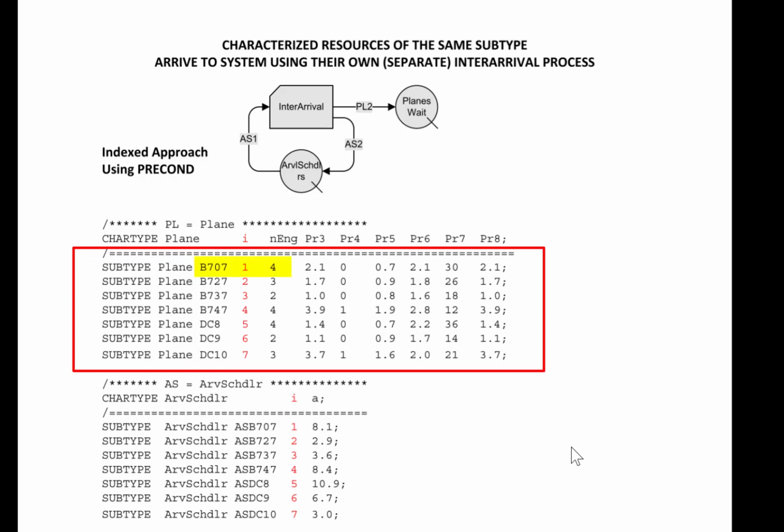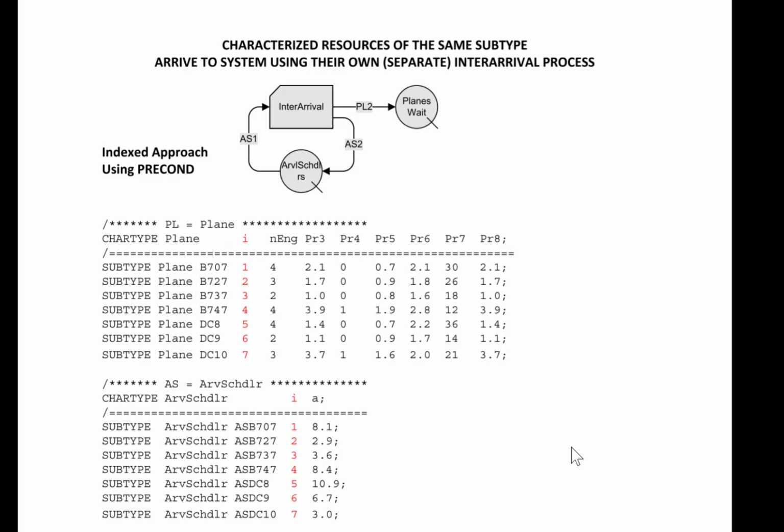The first subtype has the name B707. B707 has the index number 1 and has 4 engines. The second subtype has the name B727. This plane has the index number 2 and has 3 engines. In this manner, we defined additional subtypes such as B737, B747, DC8, DC9, and DC10.